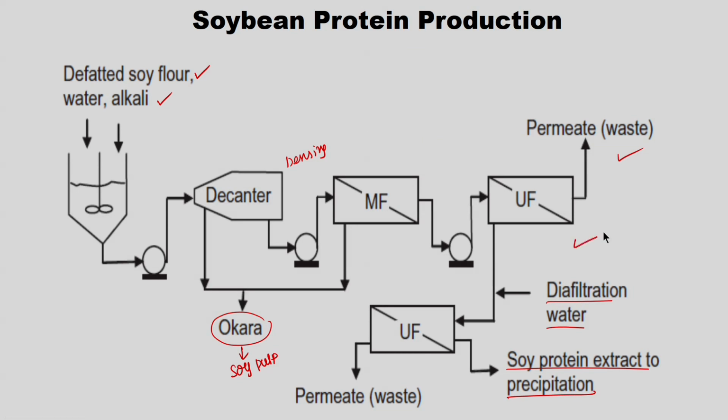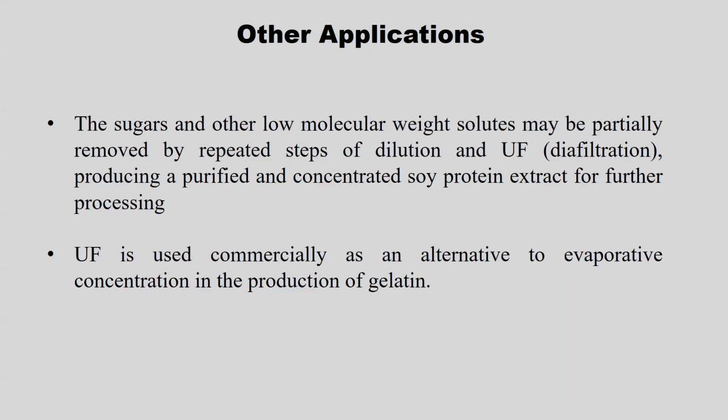We have used the ultrafiltration module twice here. First we remove the permeate, take the retentate and add the diafiltration water, then go for ultrafiltration again, collecting the permeate and retentate. You can do this two or three more times. The sugars and other low molecular weight solutes may be partially removed by repeated steps of dilution and ultrafiltration, which is nothing but diafiltration. We continue these steps to produce the purified and concentrated soy protein extract for further processing.